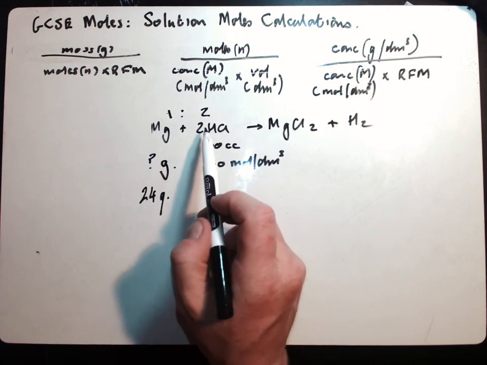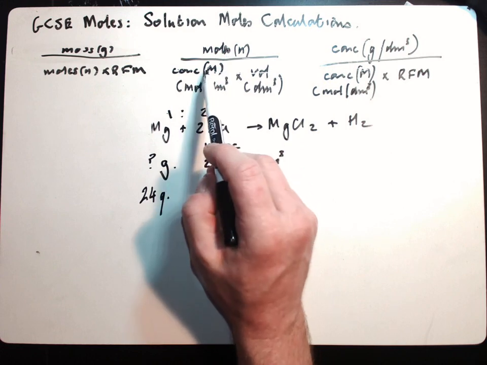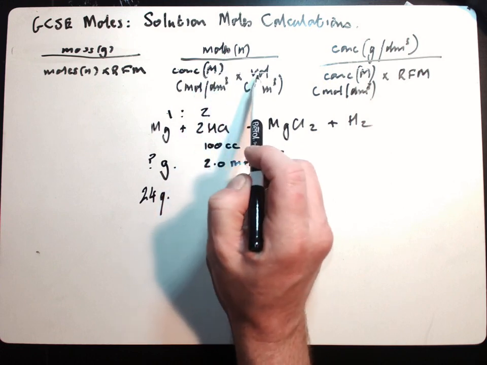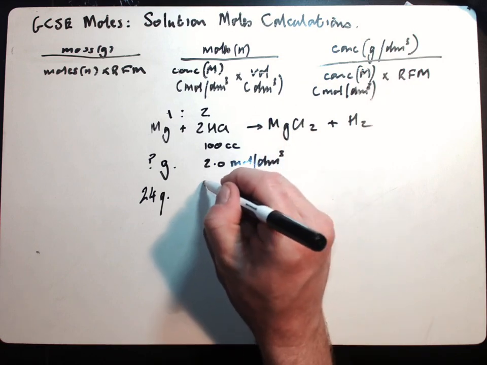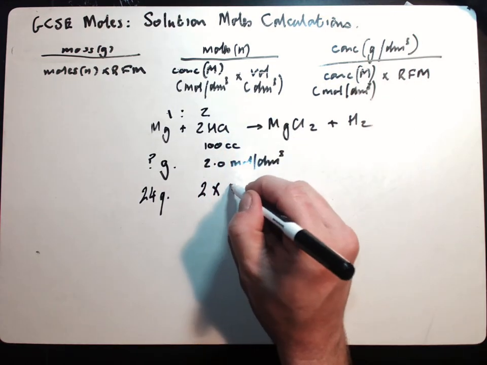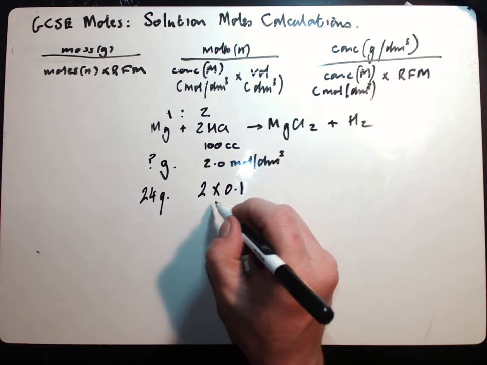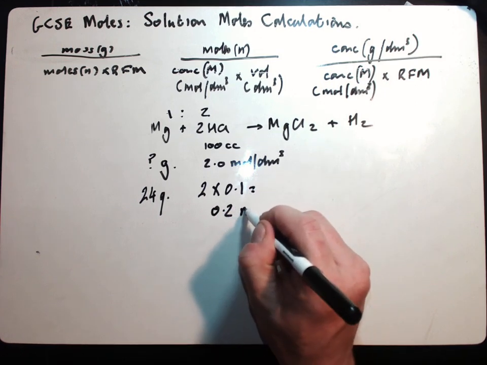So can I get moles of hydrochloric acid? Well, of course I can. Moles is equal to concentration in moles per decimeter cubed times volume. Remember, that's in decimeters cubed. So my concentration is 2. My volume in decimeters cubed is 100 cubic centimeters divided by 1000, which is 0.1. So my moles of hydrochloric acid is of course equal to 0.2 moles.